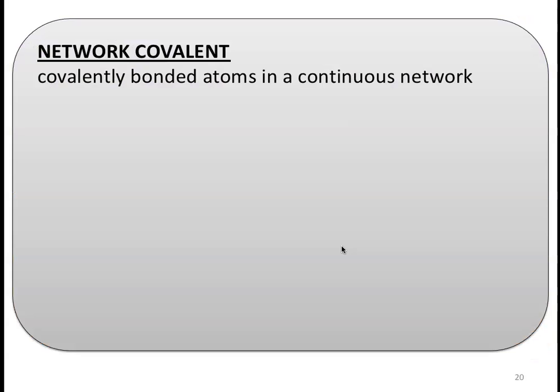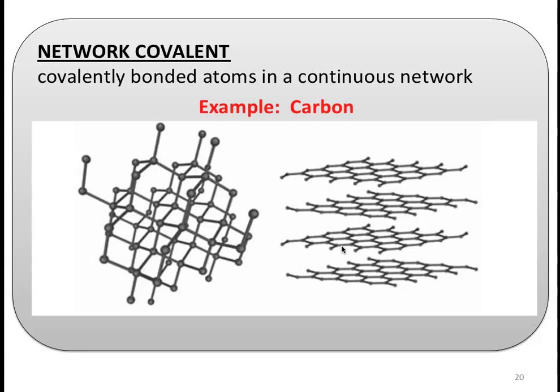Okay. Network covalent. This is our strongest one, where everything is covalently bonded through an entire network of bonds. The biggest example, or most known, is going to be carbon.